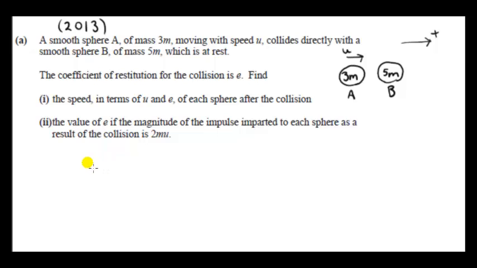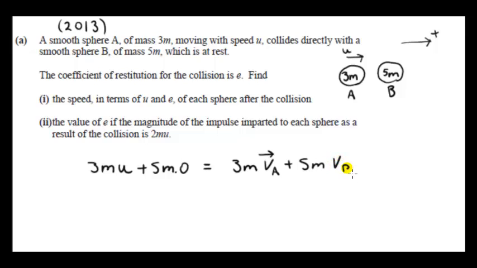Okay, so let's get the momentum before. So the velocity of sphere A before the collision is u. Okay, u is going to be positive. I'm taking directions to the right as positive. And the momentum of sphere B is 0. Speed is 0. And let's say that the velocity of sphere A after the collision is VA and the velocity of sphere B after the collision is VB.